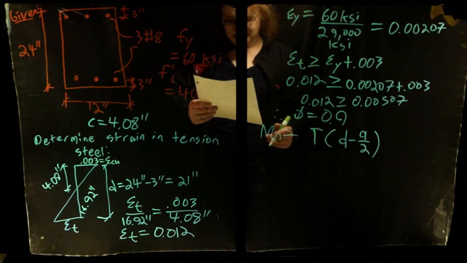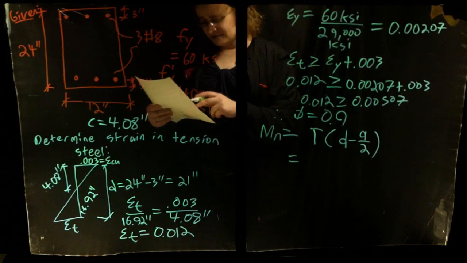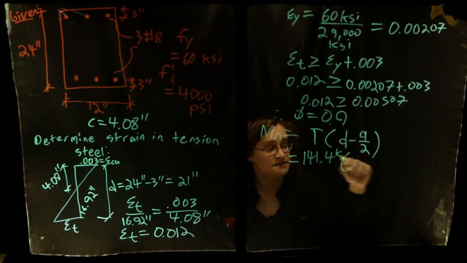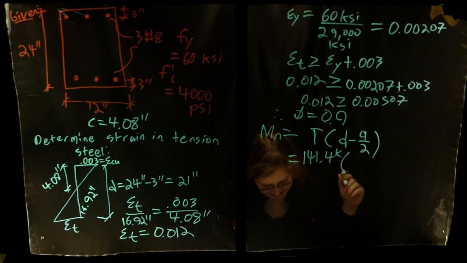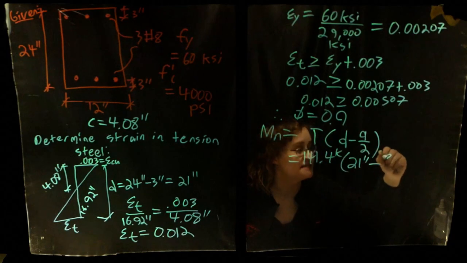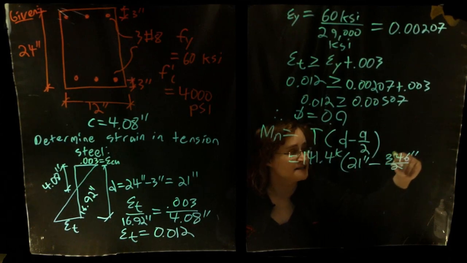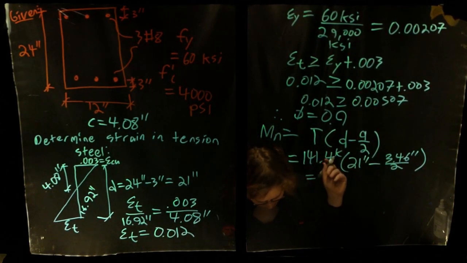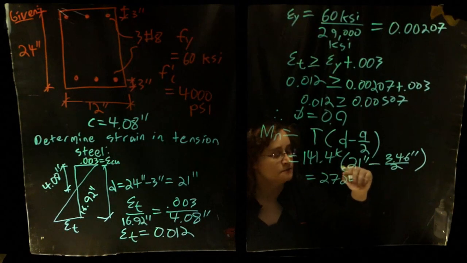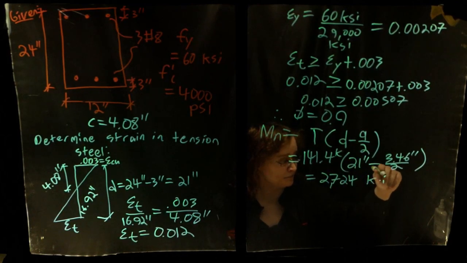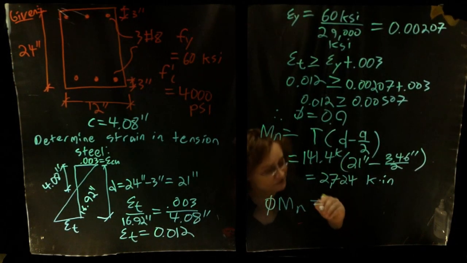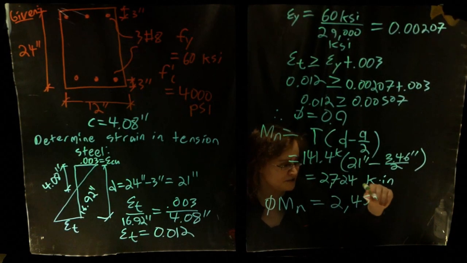So when I plug that in, that's going to be our tension force of 141.4 kips. So we have 141.4 kips times our depth d of 21 inches minus a over 2, and again, a is 3.46 inches, and half of that to get to its centroid, and that will come to a value of 2724 kip-inches. If you multiply that by 0.9, I got a design moment capacity of 2452 kip-inches.